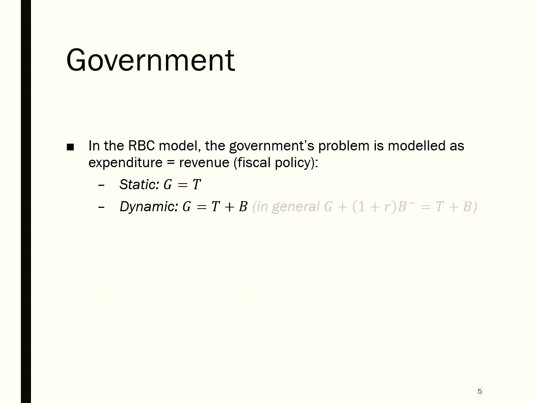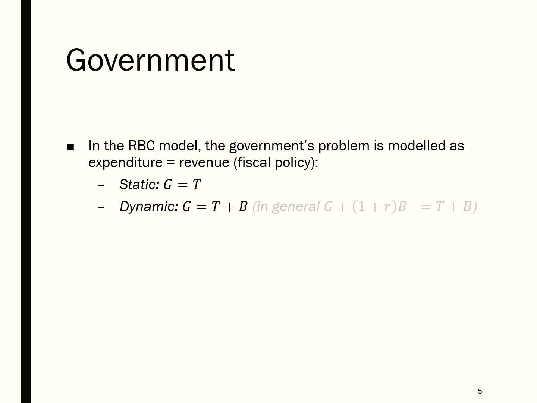Well, government is not new to us because in the previous semester, we introduced the fiscal policy of the government in the real business cycle model. It's basically a balance between the expenditure and the revenue of the government. In the static version of the RBC model, the government's expenditure in this period, G, must be equal to the tax revenue in this period, T.